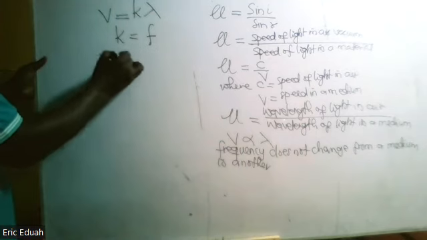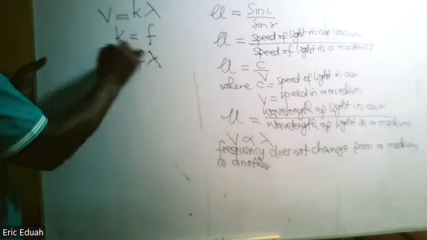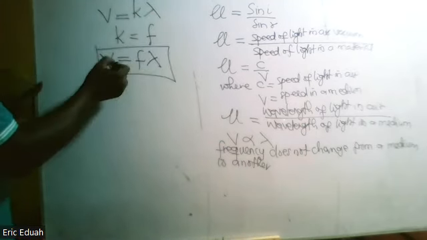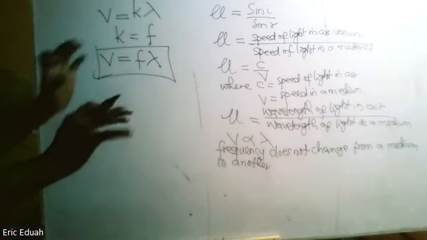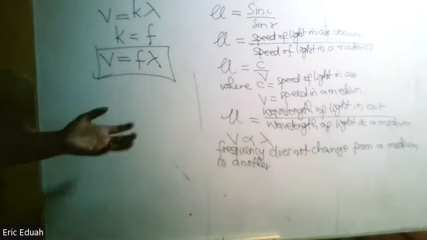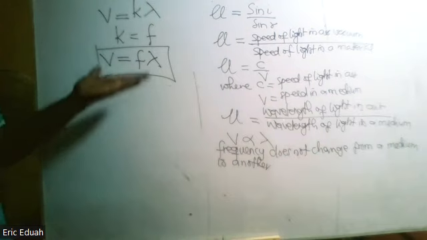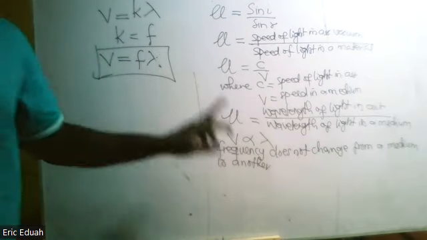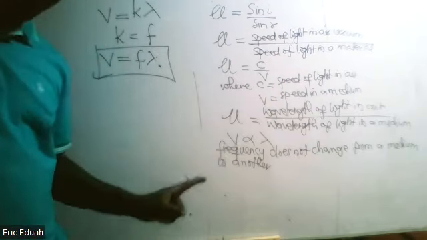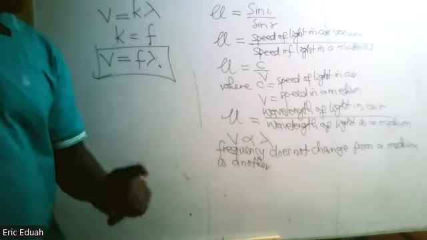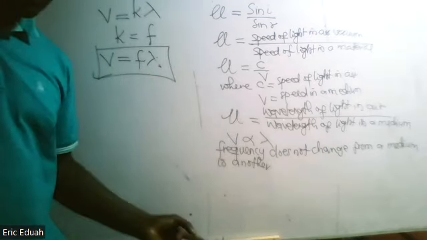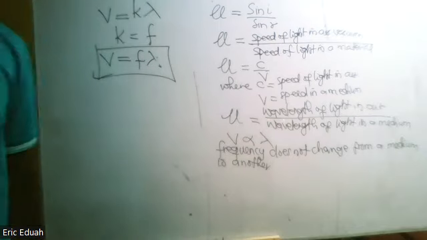Hence, V is equal to F lambda is the formula for the velocity of a wave, anything wave, be it light, sound, or whatever. So the frequency of light does not change from one medium to another. However, its speed and its wavelength change.